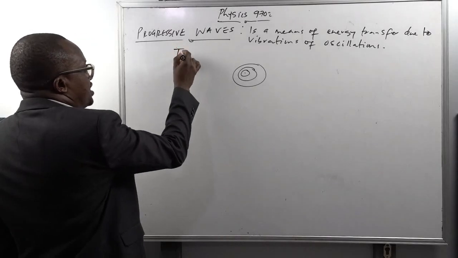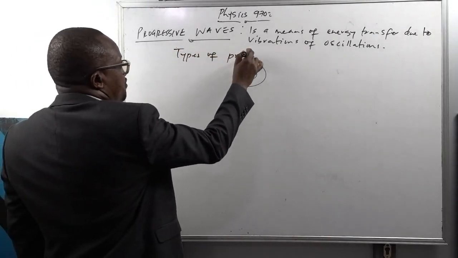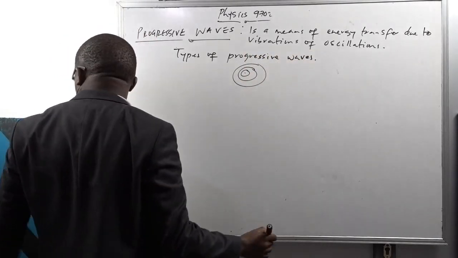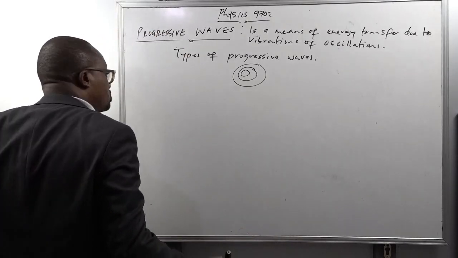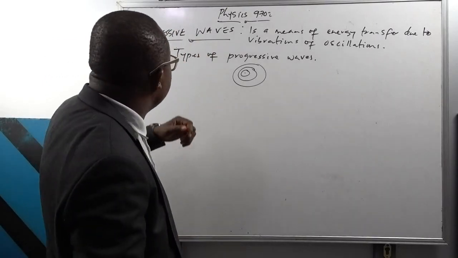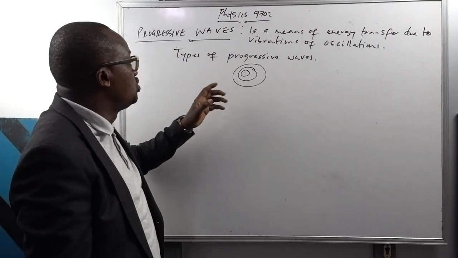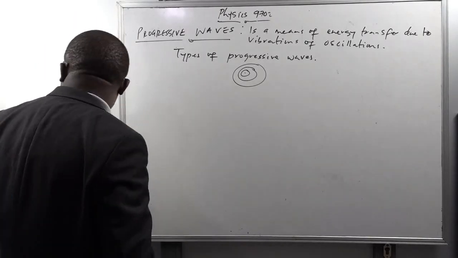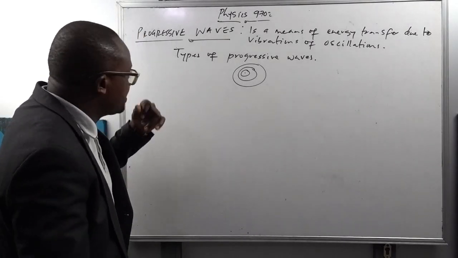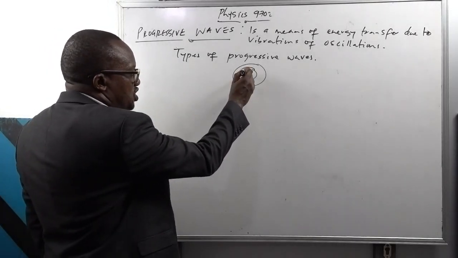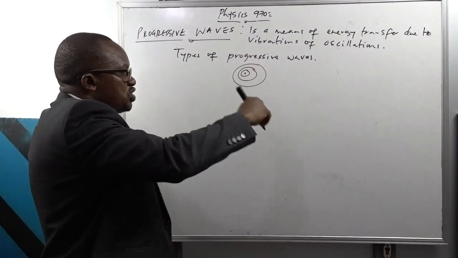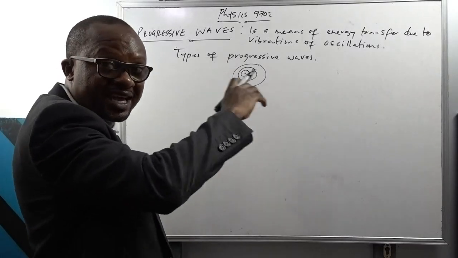Quickly, we look at types of progressive waves. The first illustration of progressive wave we'll be talking about is transverse wave. Remember that we have said that progressive wave is a means of energy transfer due to what? Vibration. And the first example of progressive wave is transverse wave. So what happens in a transverse wave is that the direction of the vibration is perpendicular to the direction in which the wave travels out, or is perpendicular to the direction in which the wave transfers energy.